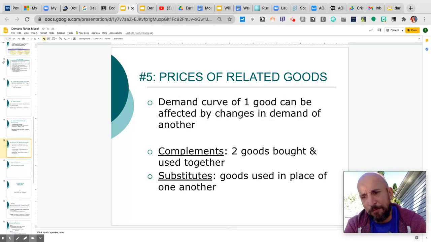Okay, slide 16 for me. All right, so prices of related goods also affect the demand. The demand curve of one good can be affected by changes in demand of another. And this is what I mean.